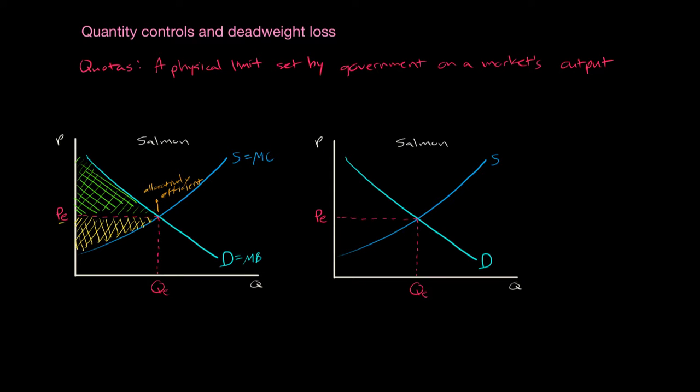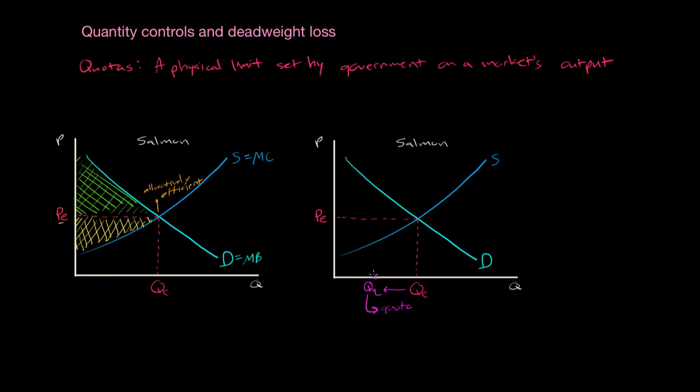Now, what happens in this market when the government establishes a maximum quantity of salmon allowed to be caught? In other words, they're going to reduce the quantity to some artificial level below the equilibrium. Let's assume that the government decides to limit the quantity of salmon caught to QQ. We'll call this the quota quantity. So the legal maximum of salmon allowed to be caught is now QQ. Let's go ahead and show the effect that this is going to have on the market.